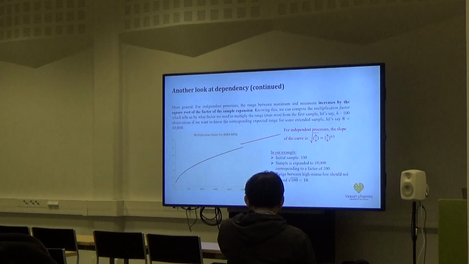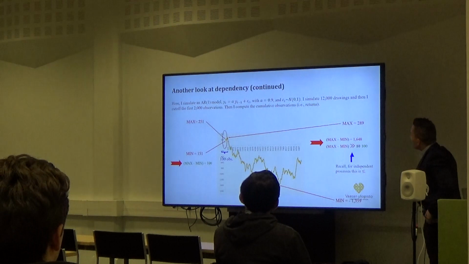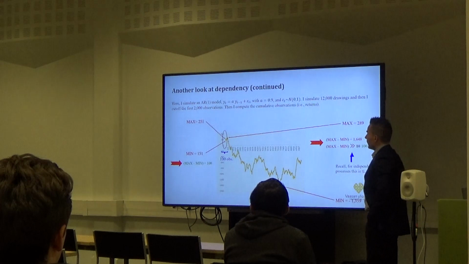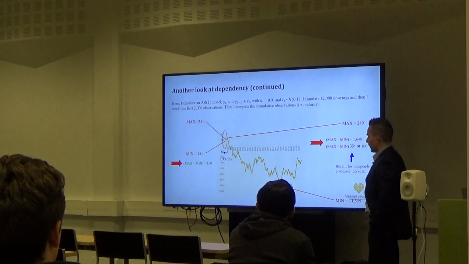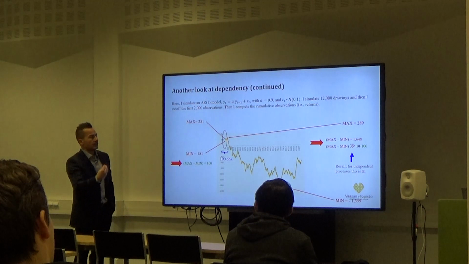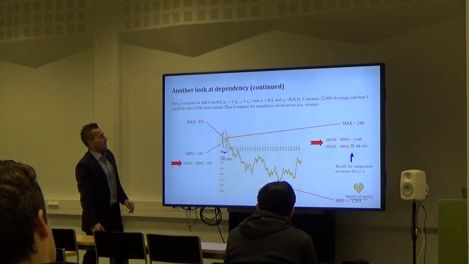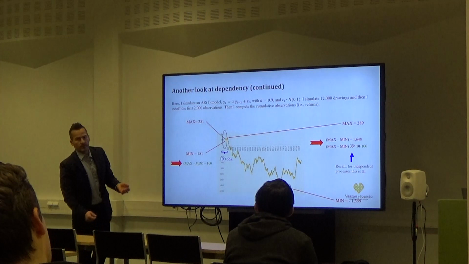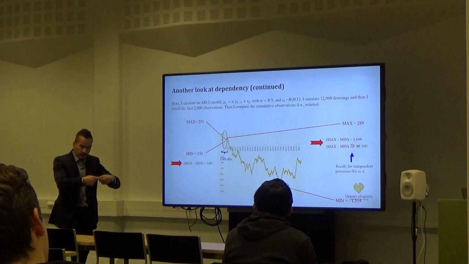Now I give you a different example. Here I simulate an autocorrelated process. I'm operating with a positive autocorrelation, and this A is 0.9. So it's a persistent process. It takes a long time until this process goes back and has mean reverted. Again, I simulated 12,000 drawings, and then I cut off the first 2,000 drawings so that the process is well behaving, because it needs some time until it is well behaving.